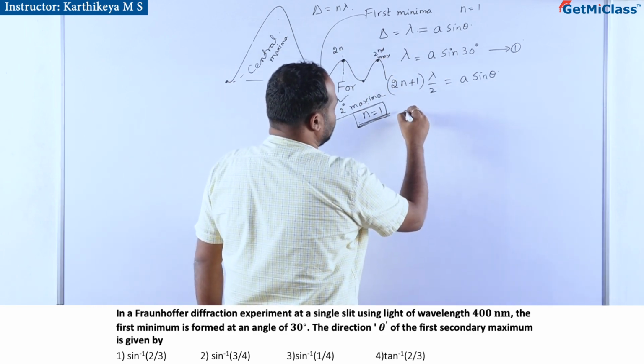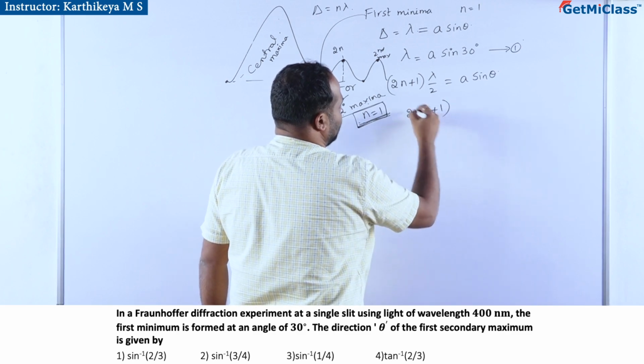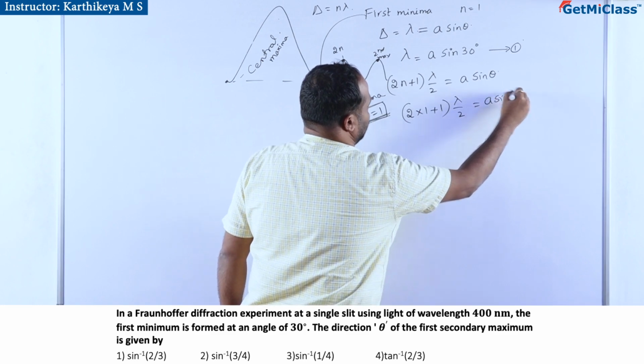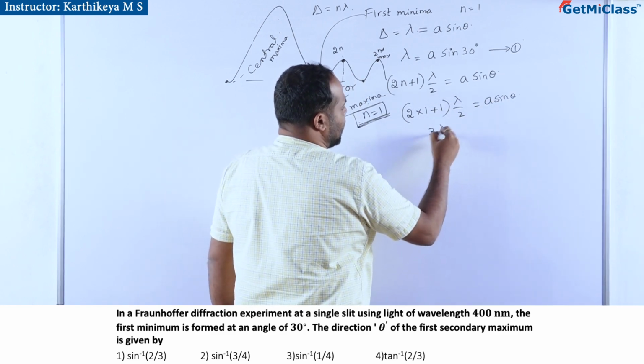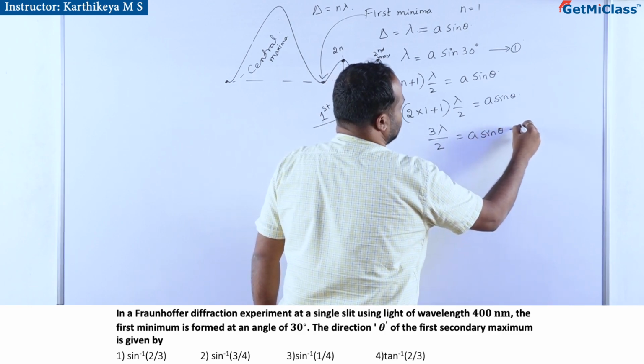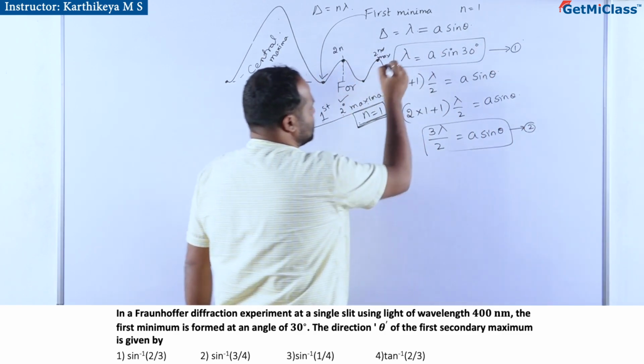So substituting, this is 2 into 1 plus 1, lambda by 2, that is a sin theta. So it is 3 lambda by 2 equal to a sin theta, which is expression 2. So these two are the expressions now.